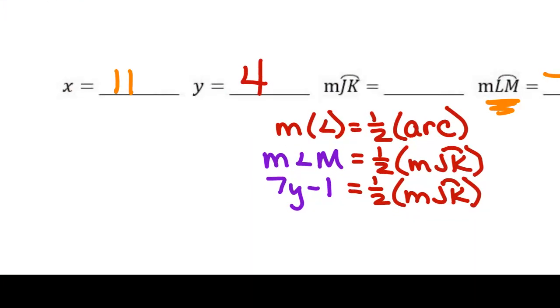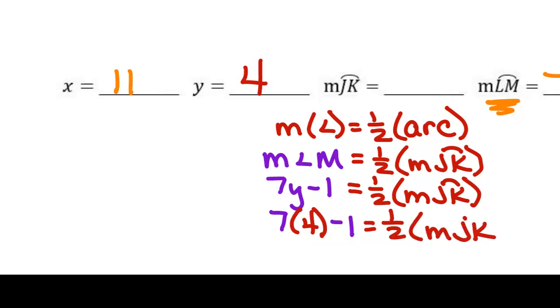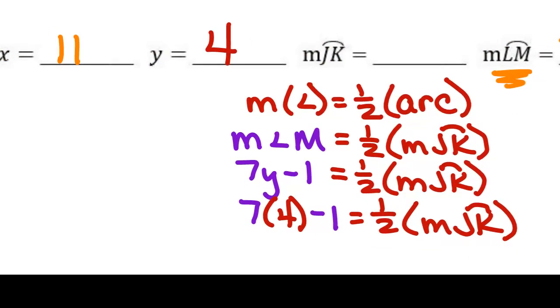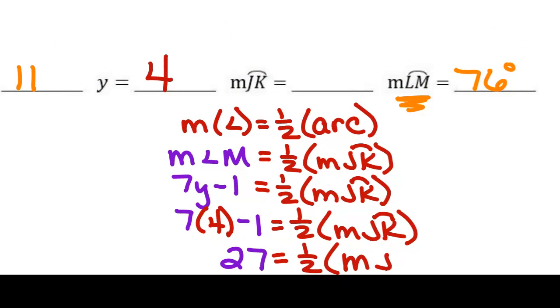And we figured out that y is 4, so I have 7 times 4 minus 1 equals half the measurement of arc JK. What is 7 times 4? 28 minus 1? 27 equals half the measurement of arc JK.